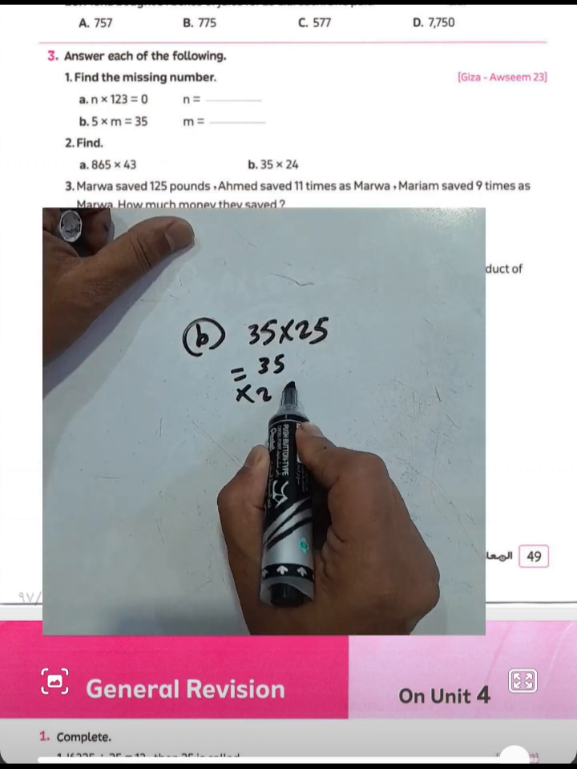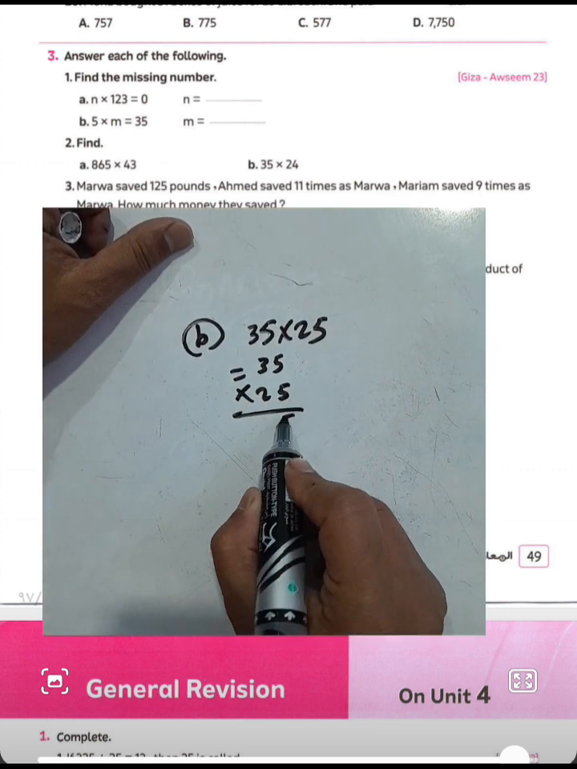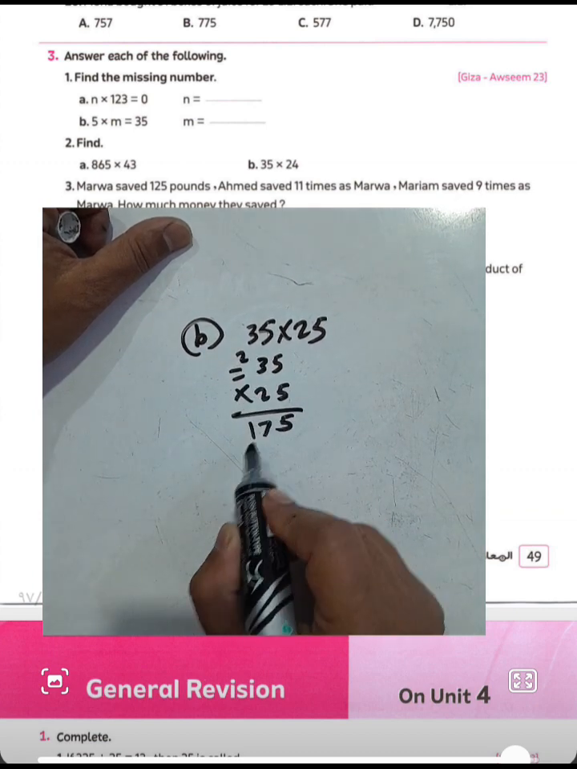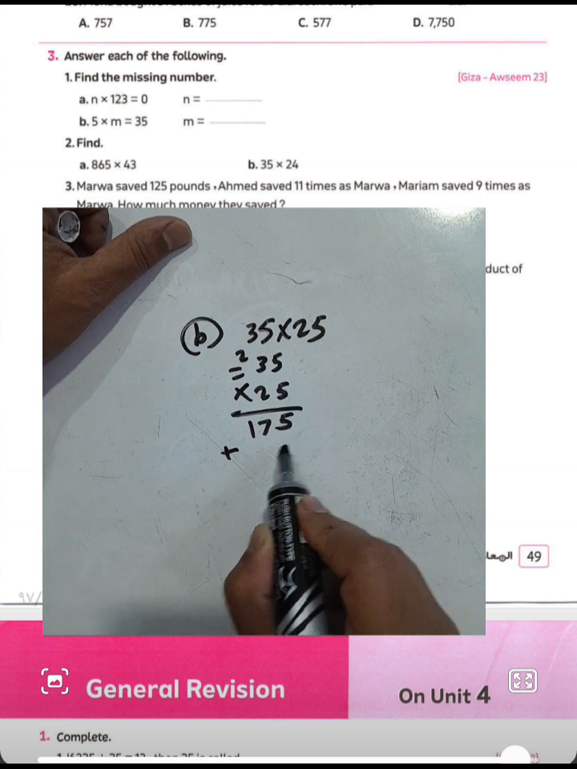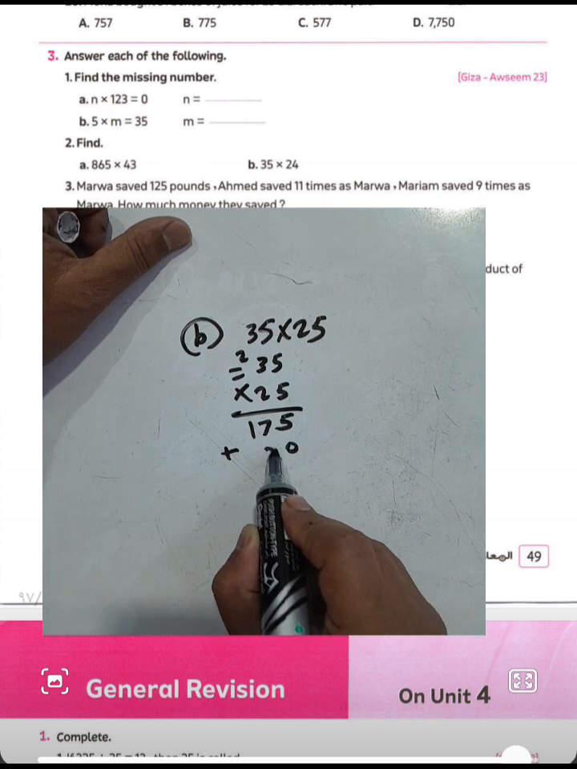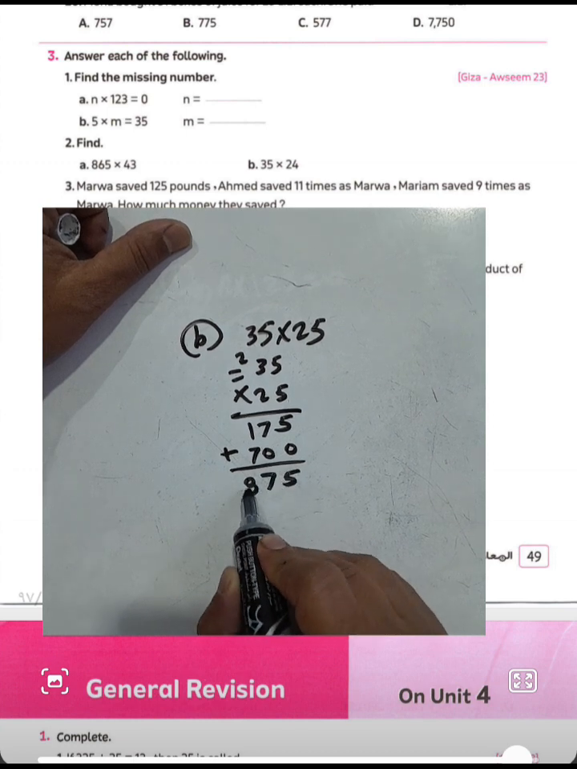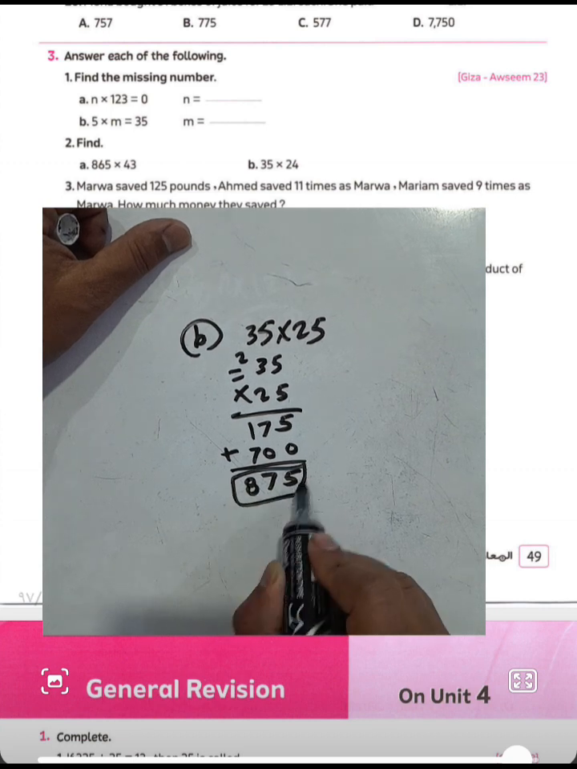35 times 25. 5 times 5 equals 25. Write 5 and carry up 2. 3 times 5 equals 15 plus 2 equals 17 plus 0. 2 times 5 equals 10. Write 0 and carry up 1. 2 times 3 equals 6 plus 1 equals 7. 5 plus 0 equals 5. 7 plus 0 equals 7. 1 plus 7 equals 8. The result will be 875.